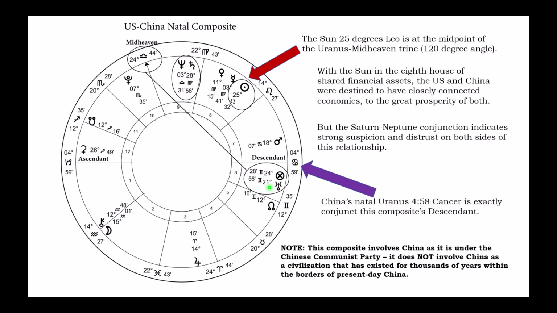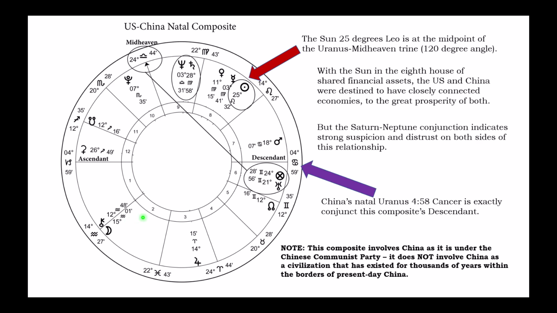Another thing about this natal composite, China's natal Mars, 14 degrees 52 minutes Leo, conjoins the composite's 8th house cusp, and the composite moon opposes both. Serious disputes can arise from economic and financial concerns.